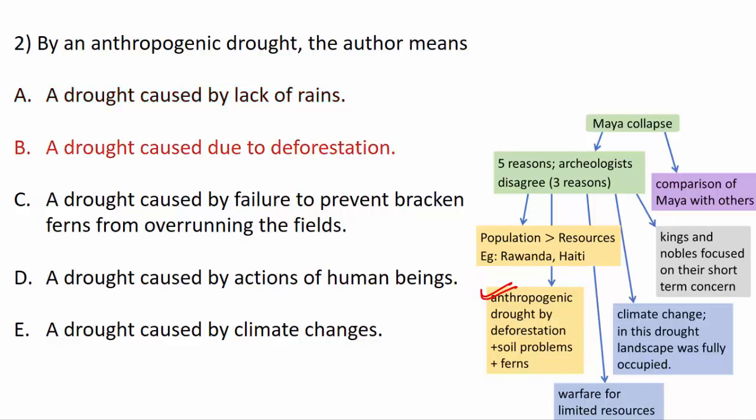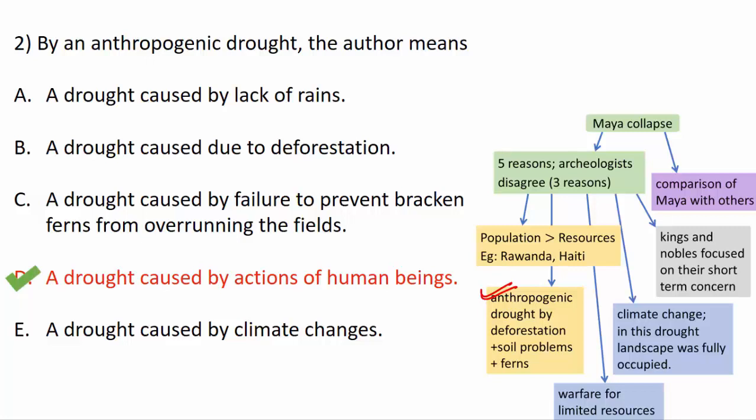Option B, a drought caused due to deforestation. It is only one of the 3 reasons. Option C, a drought caused by failure to prevent break-in ferns from overrunning the fields. Again, only one of the reasons. Anthropogenic drought is caused by 3 reasons combined. Option D, a drought caused by actions of human beings. Yes, this combines all the reasons stated.